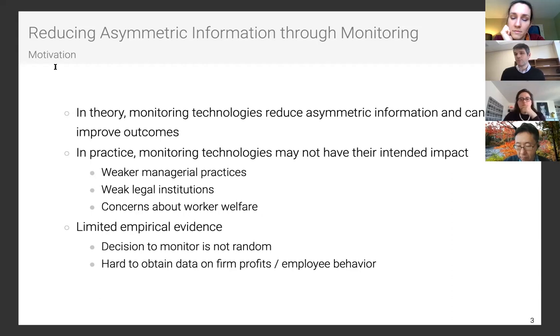So it's ambiguous where we think this will work, and we don't actually have very much empirical evidence one way or the other. This is largely because the decision to monitor employees by firms is not taken randomly, so we have this classic econometrics problem. But secondarily, and maybe even more importantly, it's very hard to get the necessary data to really understand what's going on in these relationships. You need high frequency data, both from firms, but maybe more importantly from employees themselves and their actions, which are hard to observe by the nature of the problem.